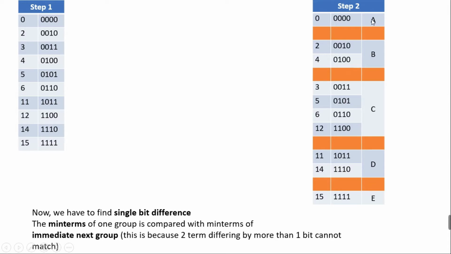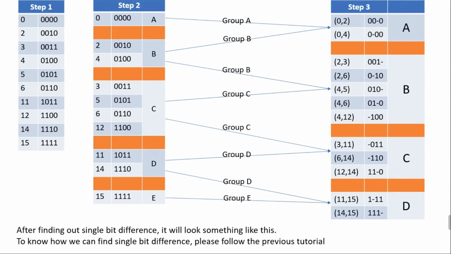We are only going to compare one group with its immediate next group. That means we're going to compare A with B, B with C, C with D, and D with E. We're definitely not going to compare A with C, D, or E. We're only going to compare A with B, because this phrase over here indicates the immediate next group. So we're only going to compare one group with its immediate next group. Alright, so let's move on. Here you can see that after the comparison we will be getting these numbers in step 3.